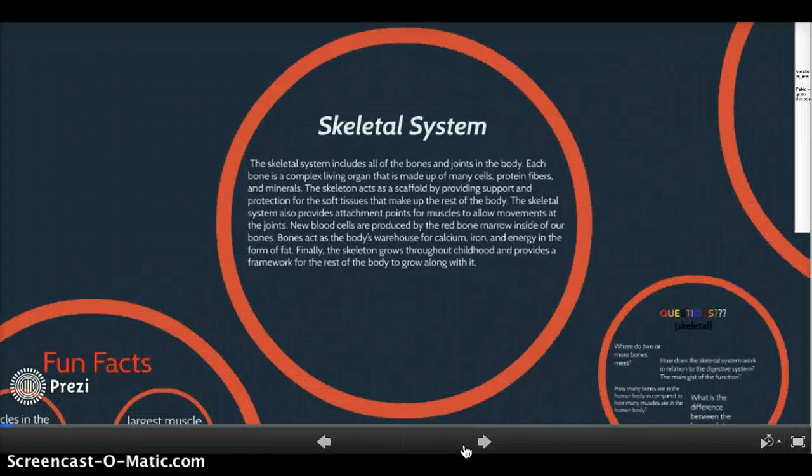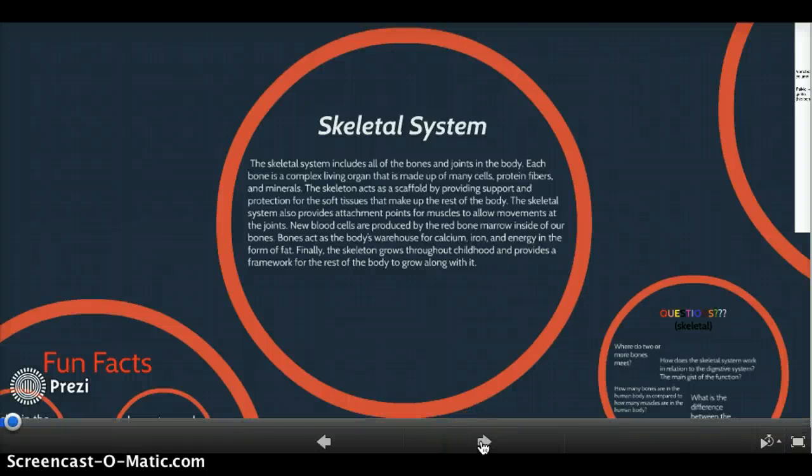Each bone is a complex living organ that is made up of many cells, protein fibers, and minerals. The skeleton acts as a scaffold by providing support and protection for the soft tissues that make up the rest of the body. The skeletal system also provides attachment points for muscle to allow movements at the joints.